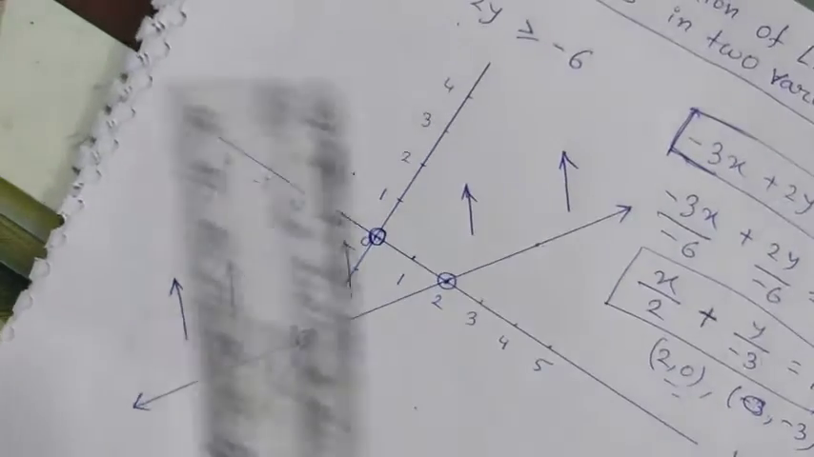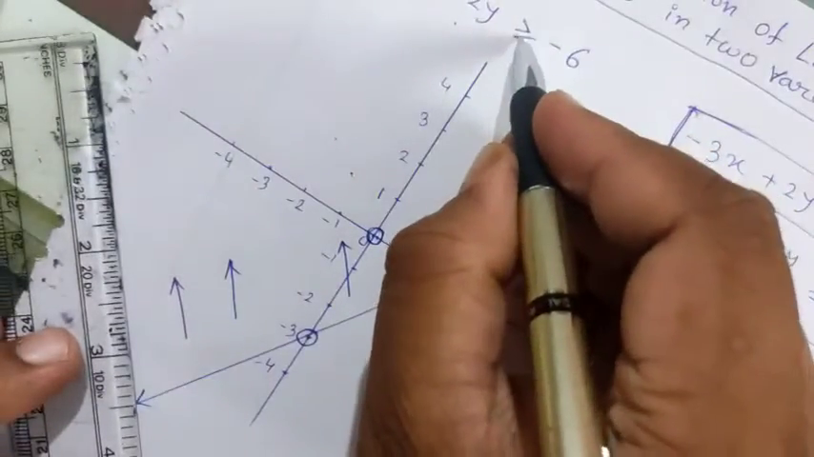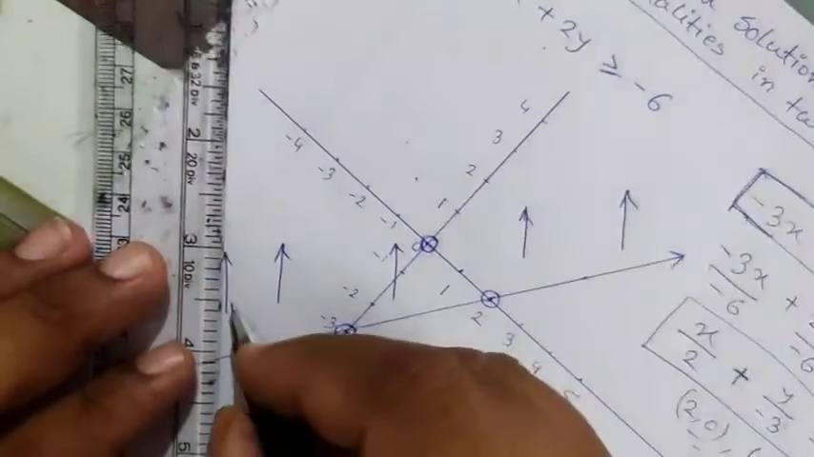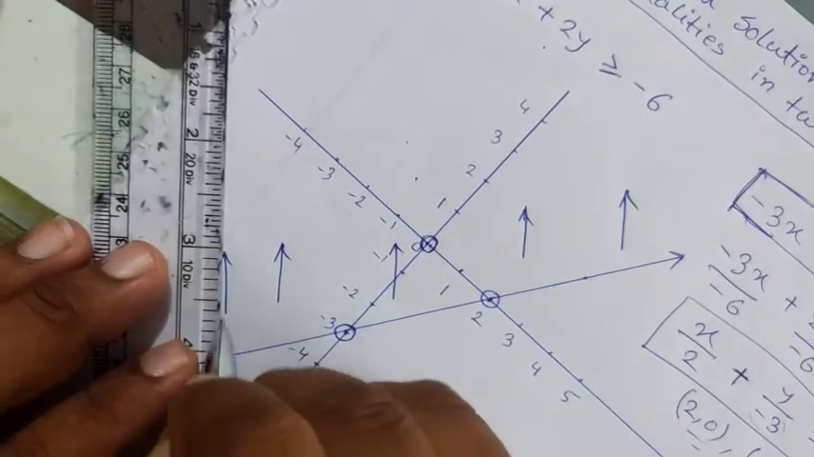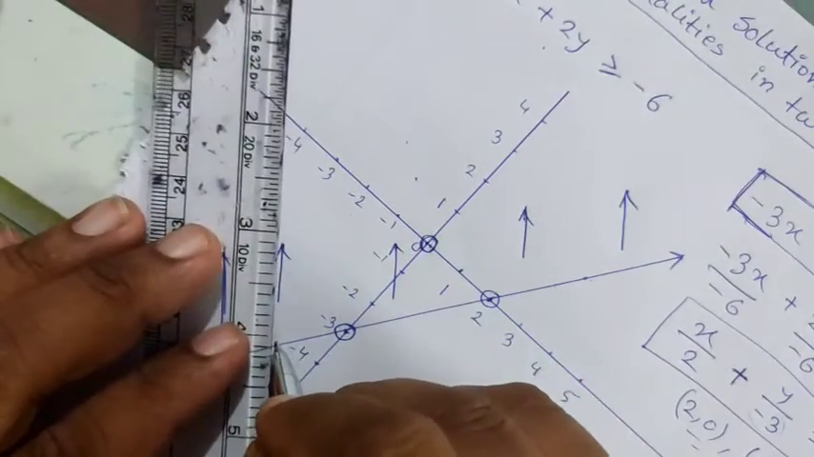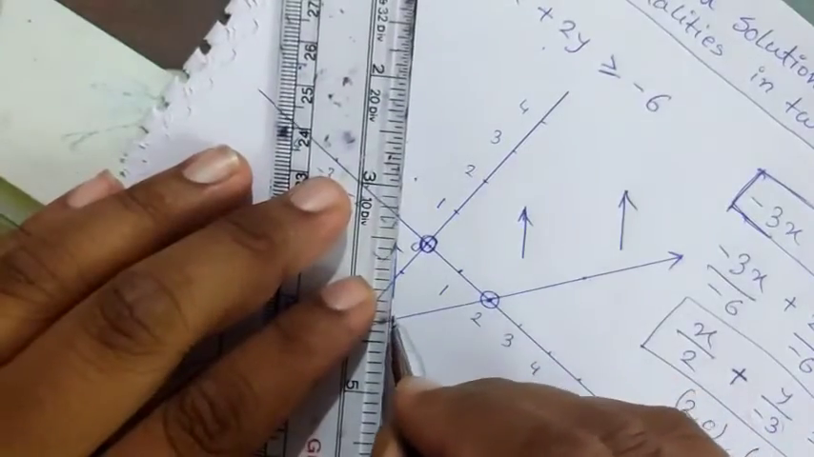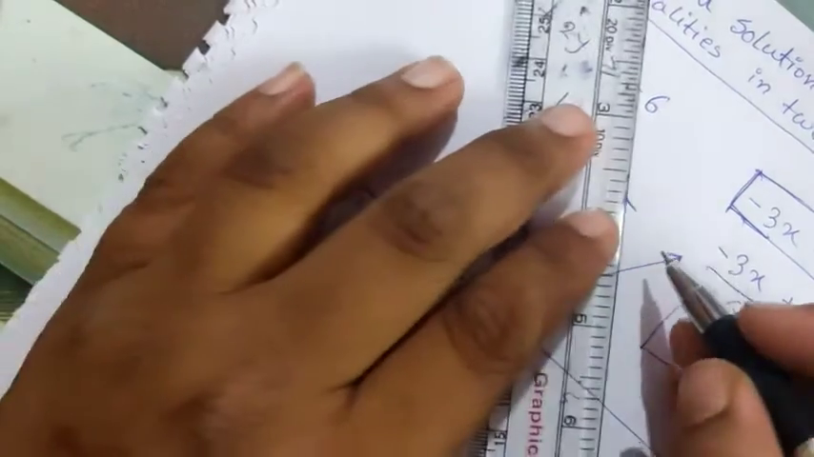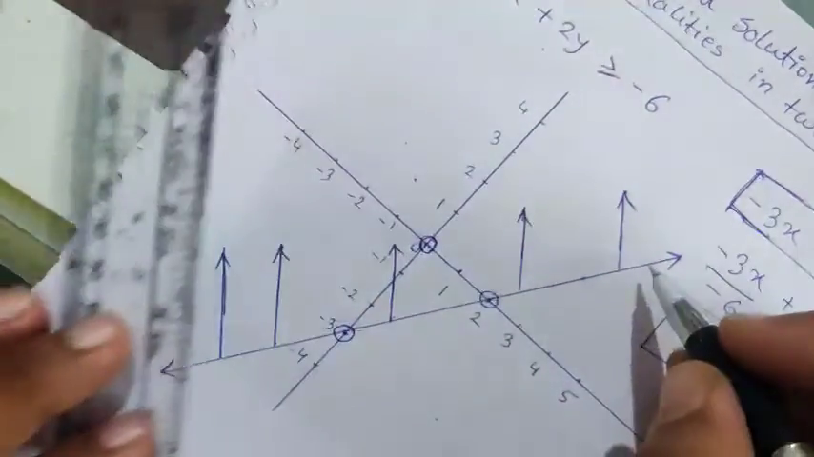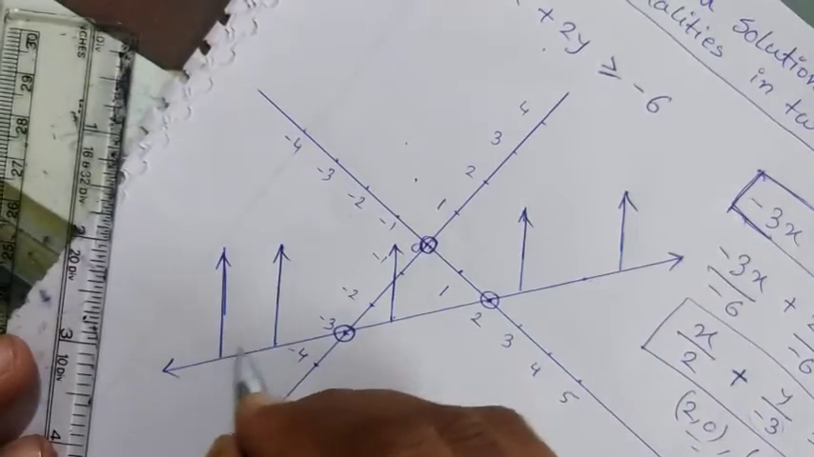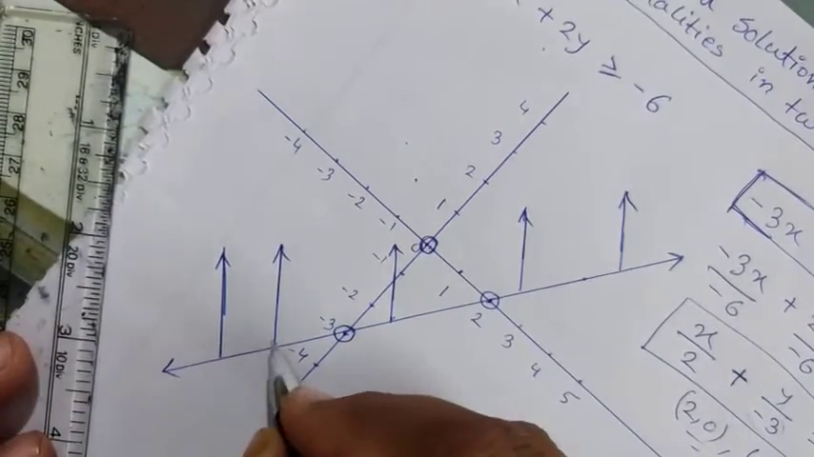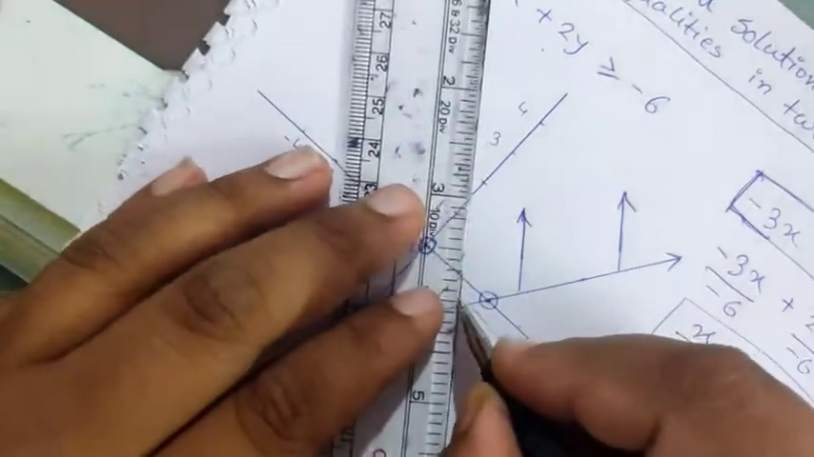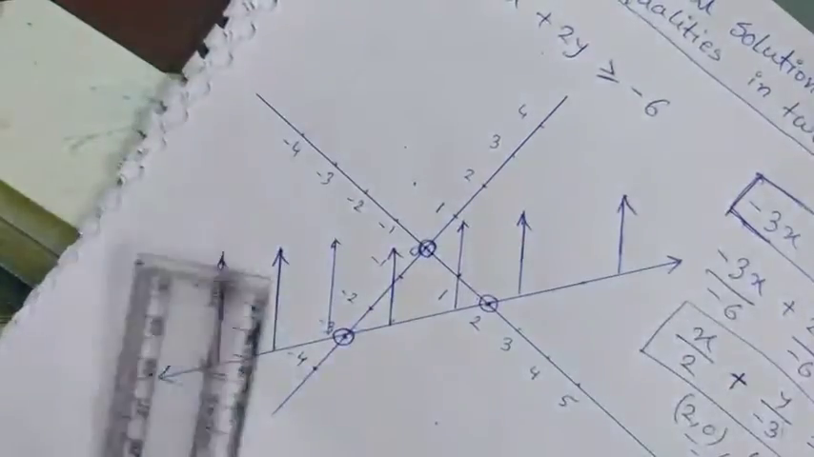Let's draw the solution set properly, and since it is a greater than or equal sign, the equality holds there, so the shaded region should touch the straight line. If it is only a greater than sign, equality doesn't hold there, so we will not be touching this straight line. We will leave a gap between this shaded portion and the straight line. So this upper half will be the solution set.